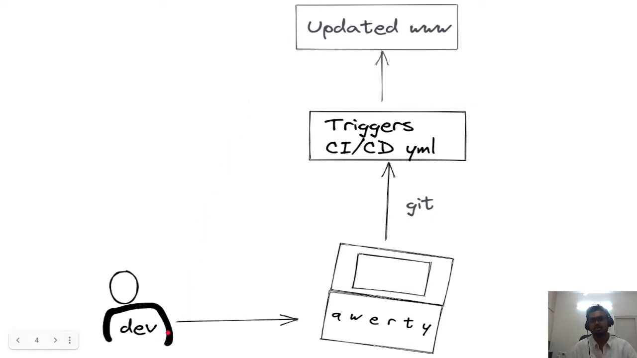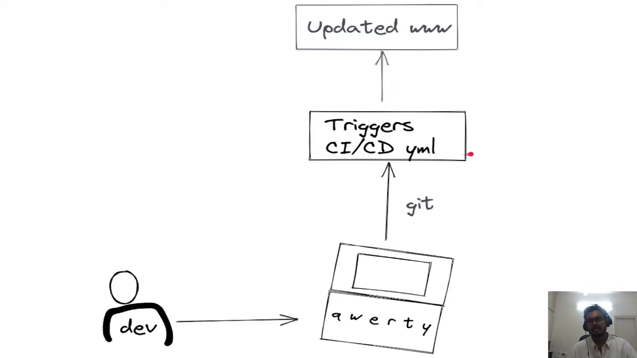So the standard practice is that you make changes locally. A developer, when he's assigned, experiments locally and then makes changes. And then when he sees everything is fine, he'll push the code to the code repository. And when he pushes it, a CI/CD YAML file will trigger.